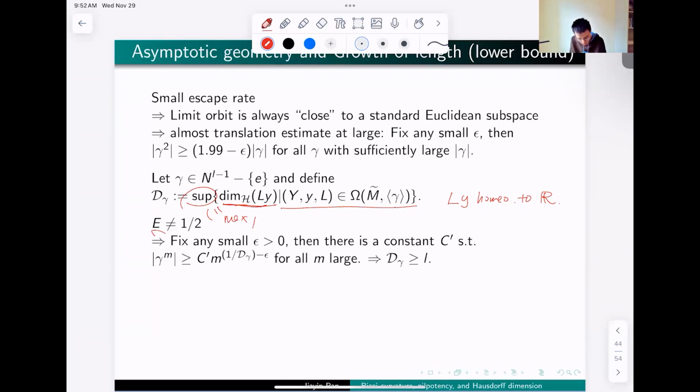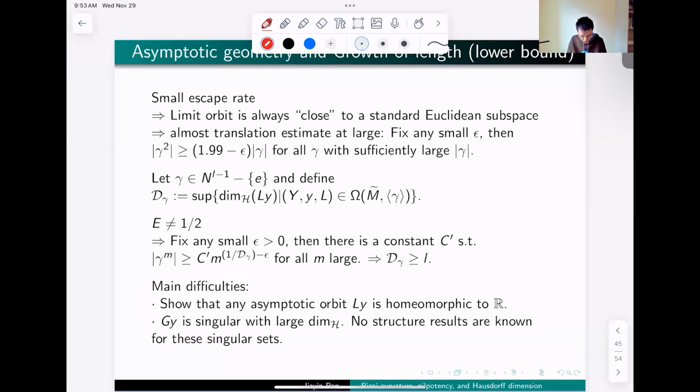So with the escape rate not 1/2, and with this notation, we can show that there is a lower bound on gamma to the m by using this Hausdorff dimension. Comparing that to an upper bound that we could get from the group structure, 1 over r, we can get an inequality. So that relates the Hausdorff dimension to the nilpotency step, basically.